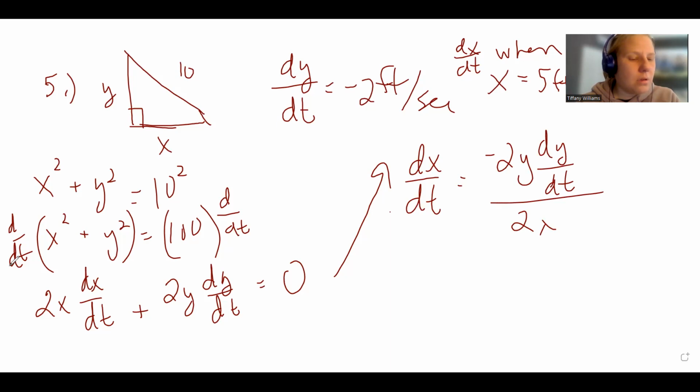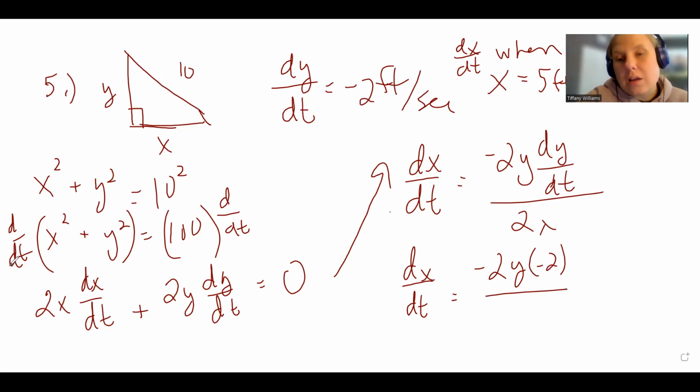So I know I've got -2. Now I don't have a y value, so this is where it's going to get a little confusing. There's no y value, so I'm going to leave my y. But I do know that dy/dt is -2. And then on the bottom here, I know that I've got 2 times my x. So I'm looking for it when it's 5.